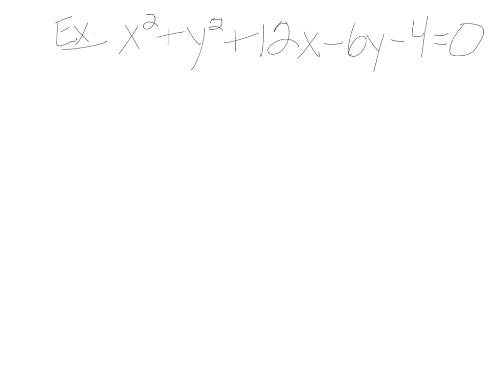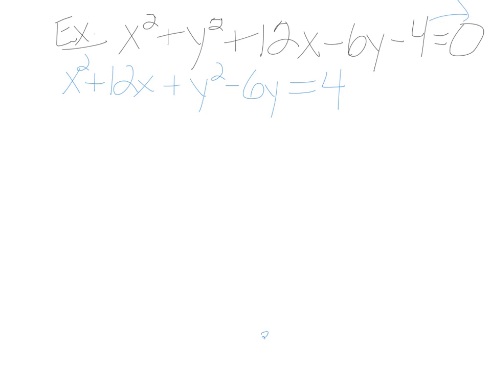So I want all of my x's written beside each other, all of my y's written beside each other, and then any other number needs to go over to the right side. That will give me x squared plus 12x plus y squared minus 6y equals 4.